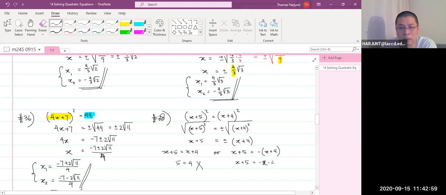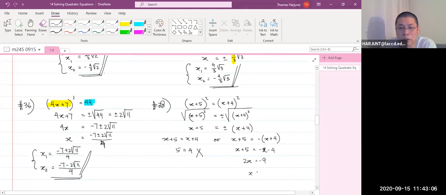Negative x minus 4. So it will be 2x here. This is negative 9. So x equals negative 9 over 2.